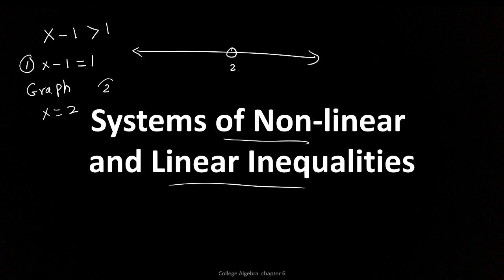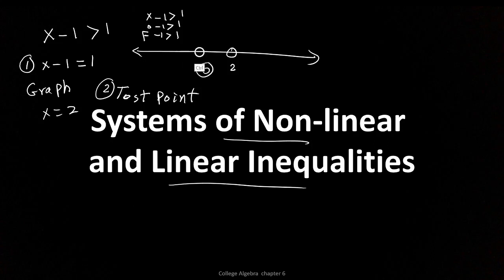Now, the second step is to pick a test point. So what I'm going to do is pick a test point on either of these sides. So let's pick this side, to the left of 2. So this 2 divides the number line into two parts, right? Pick a number to the left of 2, let's say 0. And I'm going to test it in the original inequality. So x minus 1 is greater than 1. If I put a 0 there, that means negative 1 is greater than 1. Is that true? No, this is false.